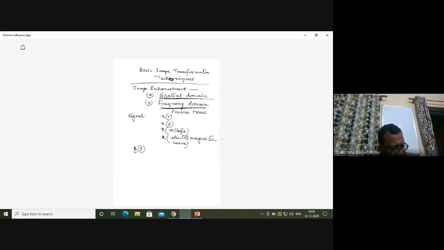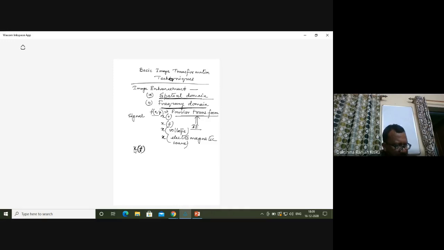Then we apply the image enhancement techniques on the Fourier transform of the given image f(x,y). So this is the basic difference. In the spatial domain, we consider the pixel values as a signal, but in the frequency domain, we consider the frequency of the signal as the input. We obtain the Fourier transform from the given image f(x,y), and then we can apply the image enhancement techniques. So this is the basic difference between spatial domain and frequency domain.